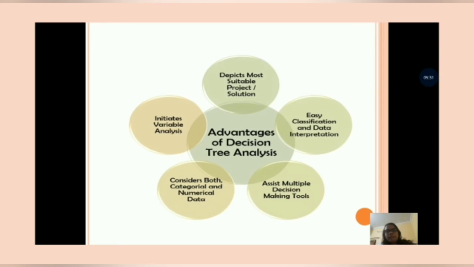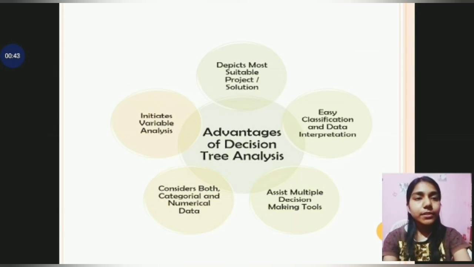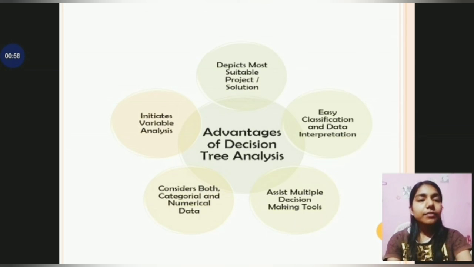Thank you. My name is Sakshi Singh and I am going to explain the further slides. So the advantages of decision tree analysis. It helps in depicting the most suitable projective solution, which is termed as the optimal solution. It also helps in classifying and interpreting data in an easy manner, by which the decision maker can take the right decision regarding their problem. It assists in multiple decision-making tools, meaning that when there are other tools in operation research used for decision making, its result is also helpful there. It considers both categorical and numerical data, and it also initiates variable analysis.